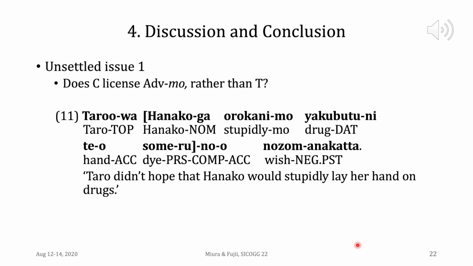Before concluding the talk, we'd like to mention some remaining issues. First, there are a lot of questions as to how to characterize the licensure of ADV mo. For instance, it's possible to think that C rather than T is a licensor. In 11, we have 太郎は花子が愚かにも薬物に手を染めるのを望んでいない. Taro didn't hope that Hanako would stupidly lay her hand on drugs. Here, ADV mo occurs in a tensed embedded clause. This kind of example doesn't tell us whether C or T is responsible for licensing ADV mo.